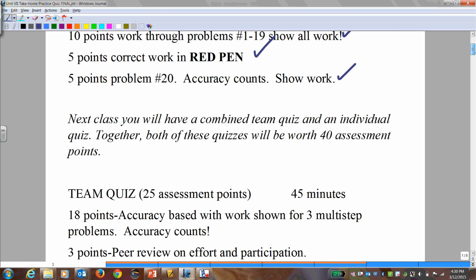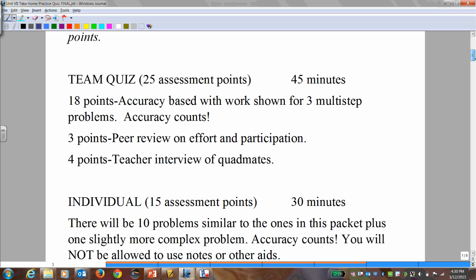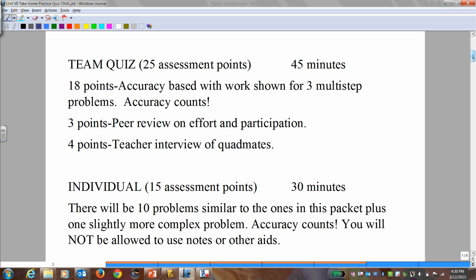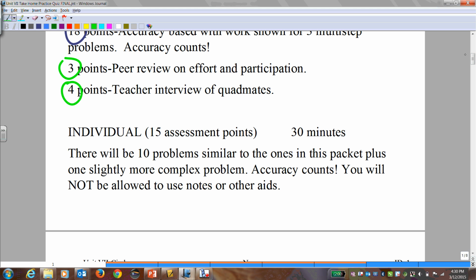When you come and actually take your half-chapter quiz, it's going to be 2 separate items. One's going to be a team quiz. You're going to have about 3 multi-step problems. You're going to be allowed to work together with your quad. If your complete quad is not here, you'll be assigned quads. That's going to be 25 assessment points: 18 points for the actual work and accuracy, 3 points for a peer review on effort and participation, and 4 points for the interview by the teacher of the quad mates.